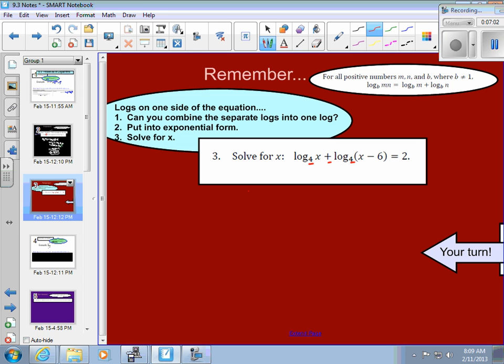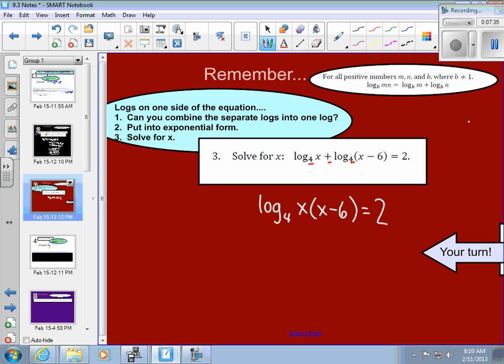So if we combine them together, this would turn into a multiplication problem. Adding would turn into multiplying. So now we have log base 4 of these two things multiplied together, x times this other factor of x minus 6. Okay, we want to now solve this problem. We don't want to solve it though with logs. If we can get rid of the logs out of this problem, we can do it.